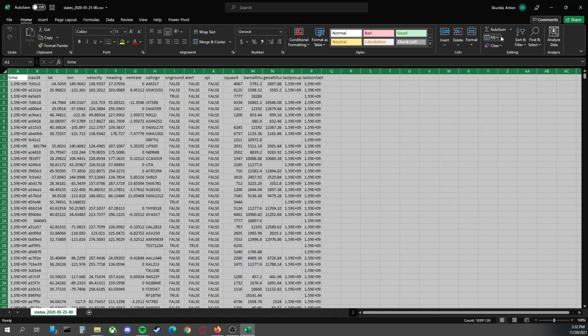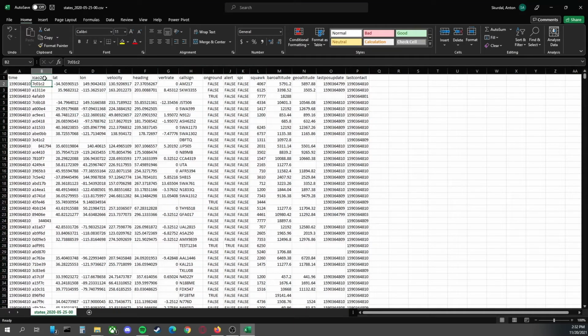Here's the CSV file from OpenSky containing all the data. It has ICAO 24 tags identifying each aircraft, the time at which this data point was recorded, and then all of these columns here. The most important ones that I analyzed would be last position update and last contact.